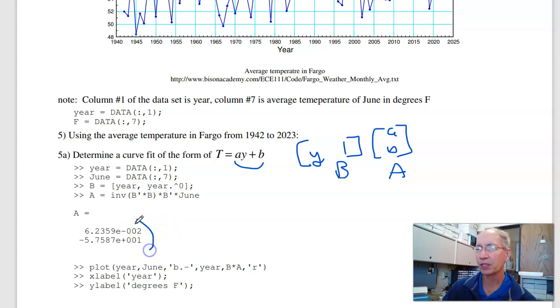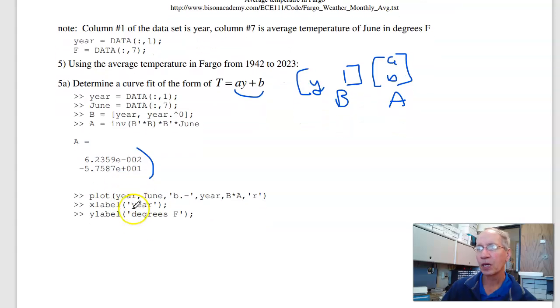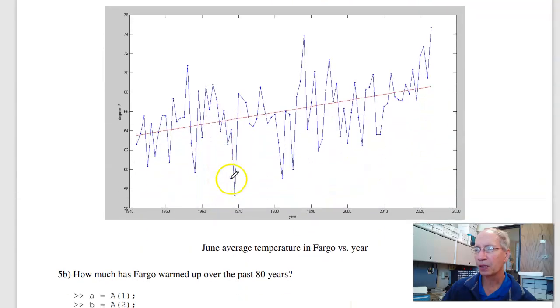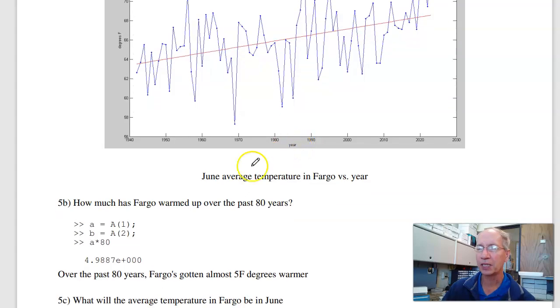So here's your curve fit. This is the slope. If I plot it, year versus data, year versus curve fit, this is what I see. There's my linear curve fit showing that June actually is getting warmer. We can measure that in Fargo. I can see how much has changed.